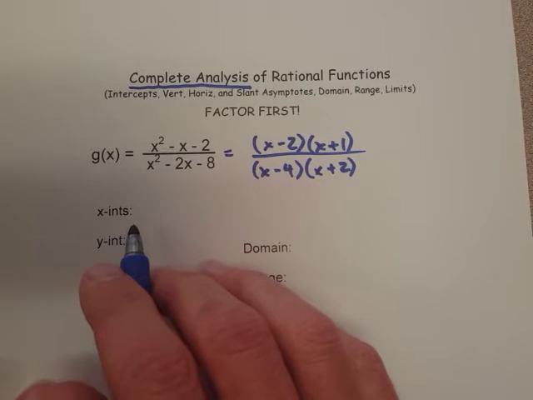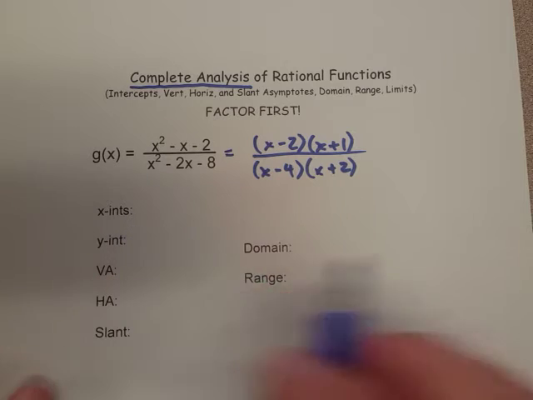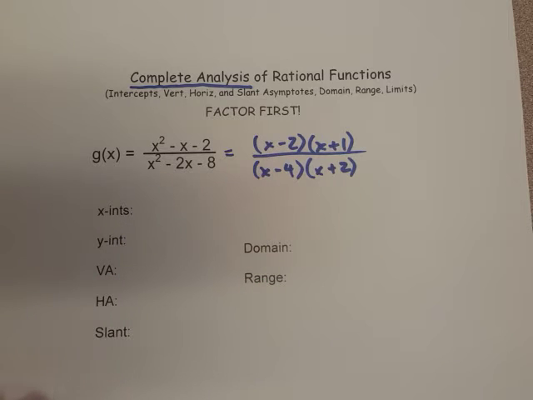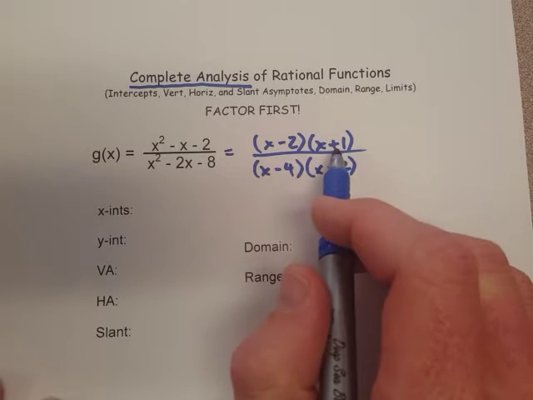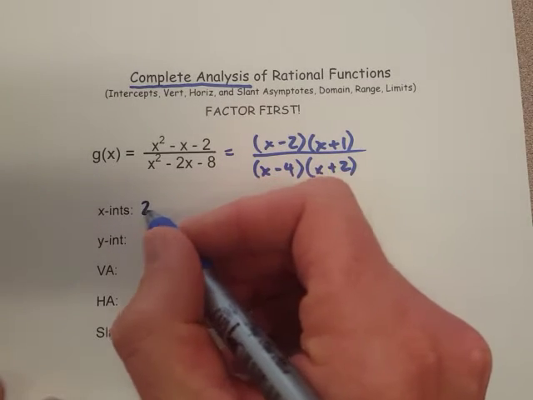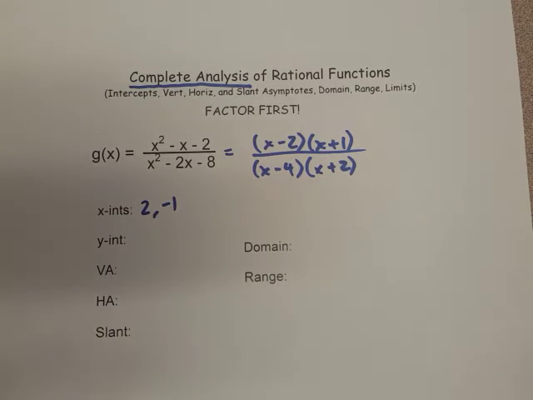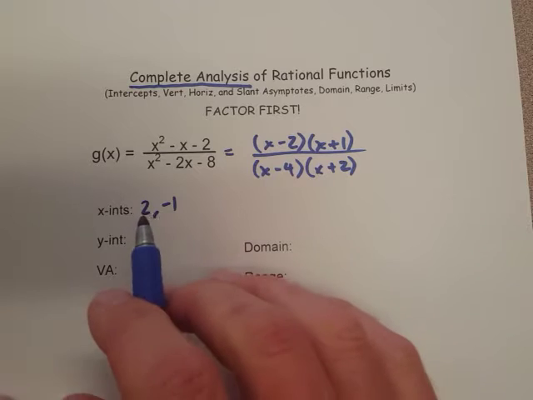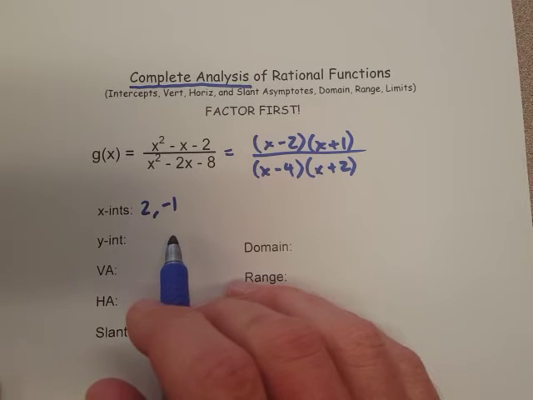X-intercepts would be one of those things. If I've got x-intercepts, it's just whatever makes the top equal to 0. And so we have that factored. That's why we factored it up here. It's just going to be 2 and negative 1. So that's kind of nice that all you need to do for those is just the numbers. You don't need to have the equation form.